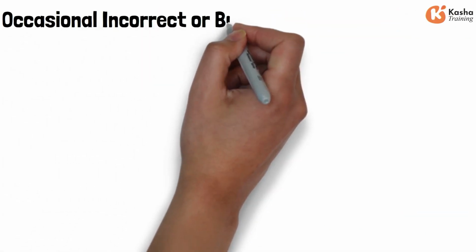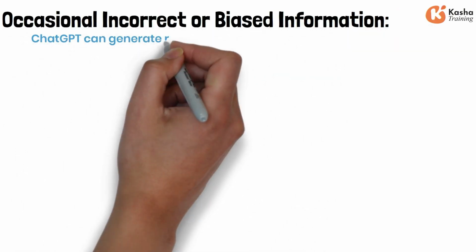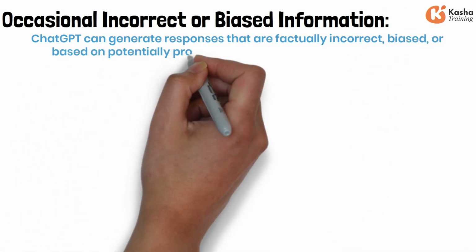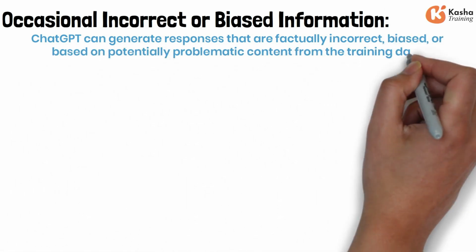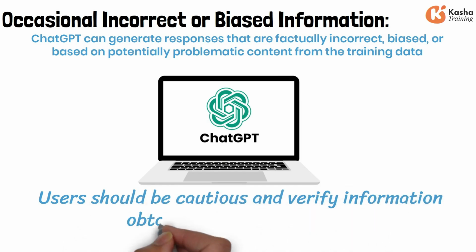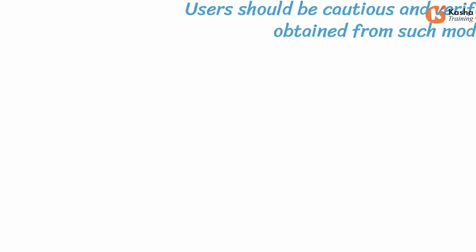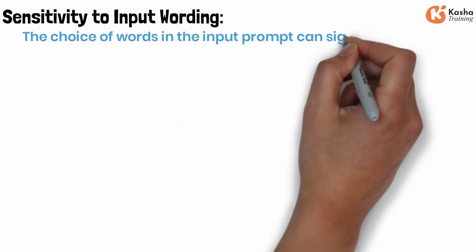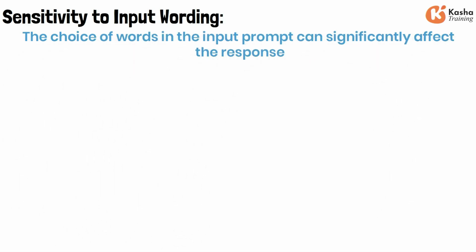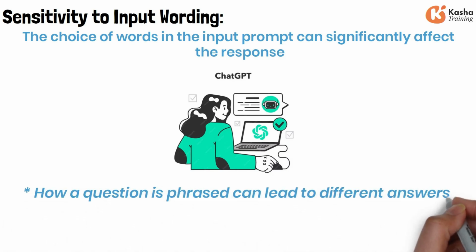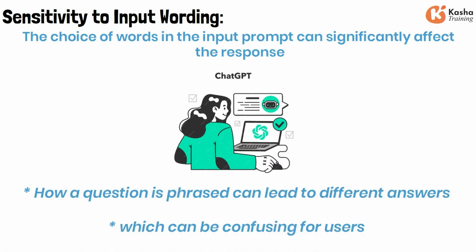Occasional incorrect or biased information: ChatGPT can generate responses that are factually incorrect, biased, or based on potentially problematic content from the training data. Users should be cautious and verify information obtained from such models. Sensitivity to input wording: the choice of words in the input prompt can significantly affect the response. Slight changes in how a question is phrased can lead to different answers, which can be confusing for users.